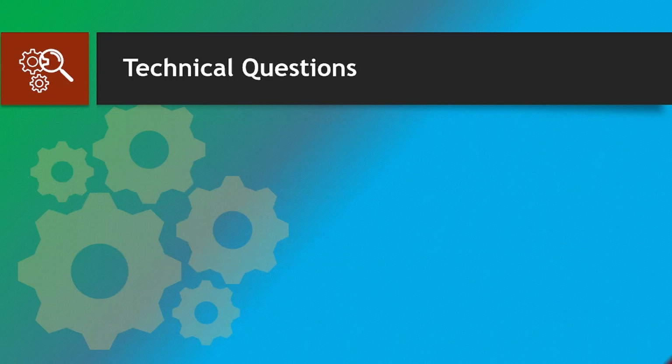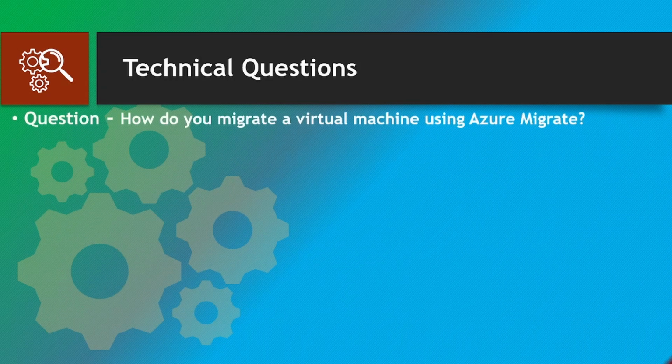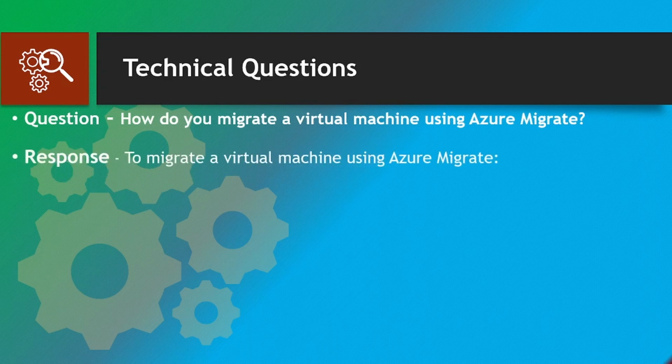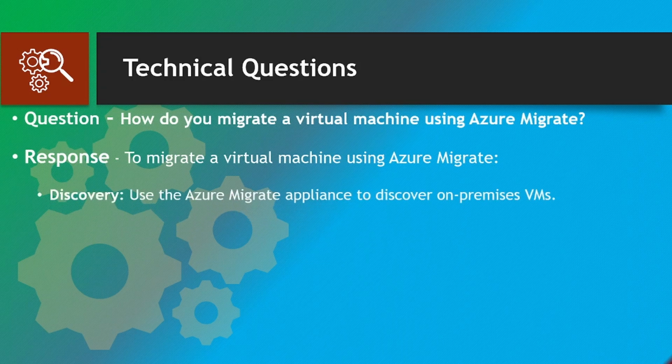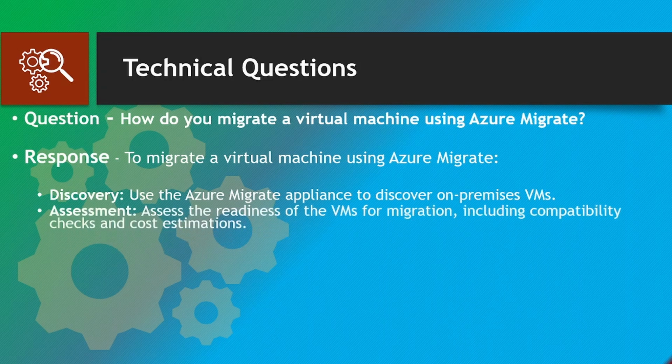Next technical question: how do you migrate a virtual machine using Azure Migrate? Response: to migrate a virtual machine using Azure Migrate, the steps are as follows. Discovery. Use the Azure Migrate appliance to discover on-premises VMs. Assessment: assess the readiness of the VM for migration, including compatibility checks and cost estimations.